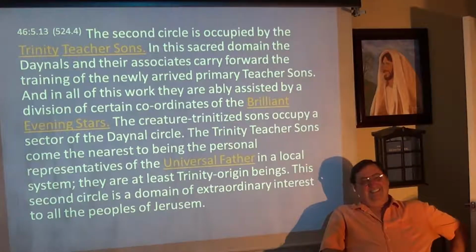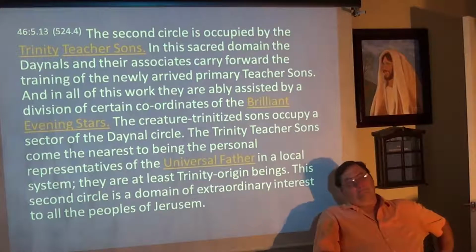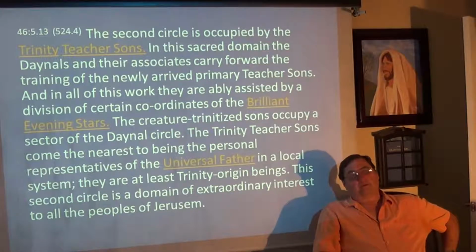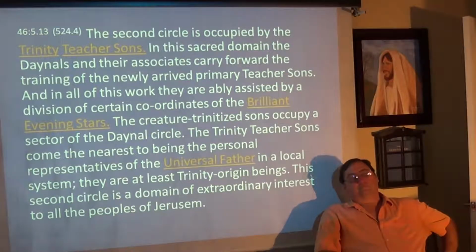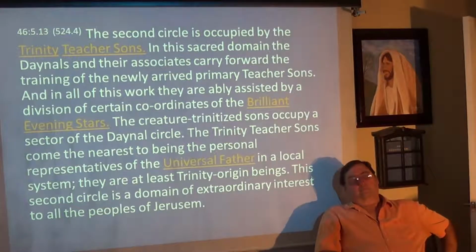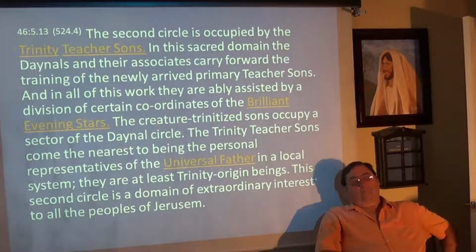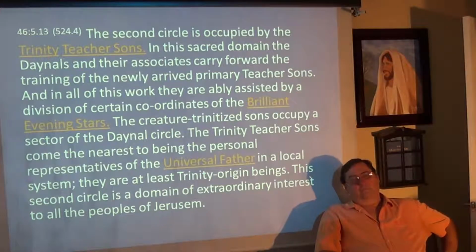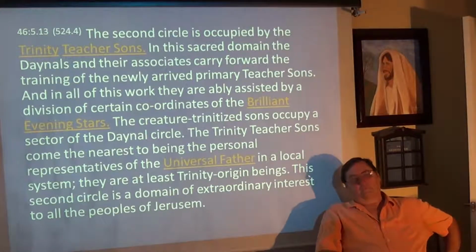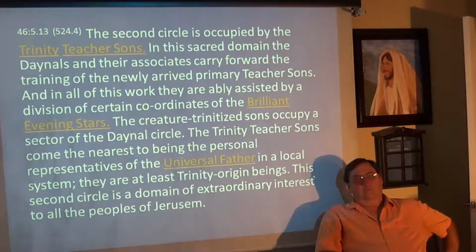The second circle is occupied by the Trinity teacher sons. In this sacred domain, the Daniels and their associates carry forward the training of the newly arrived primary teacher sons. And in all of this work, they are ably assisted by a division of certain coordinates of the brilliant evening stars. The creature-trinitized sons occupy a sector of the Daniel circle. The Trinity teacher sons come the nearest to being the personal representatives of the universe Father in a local system. They are at least Trinity-origin beings. This second circle is a domain of extraordinary interest to all the peoples of Jerusem.